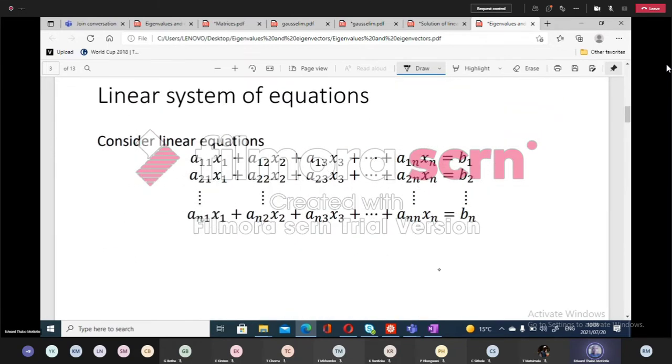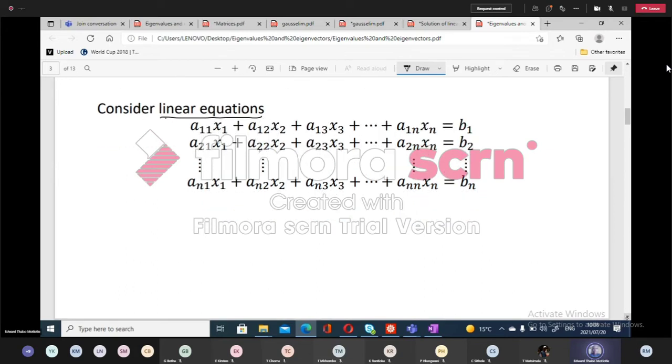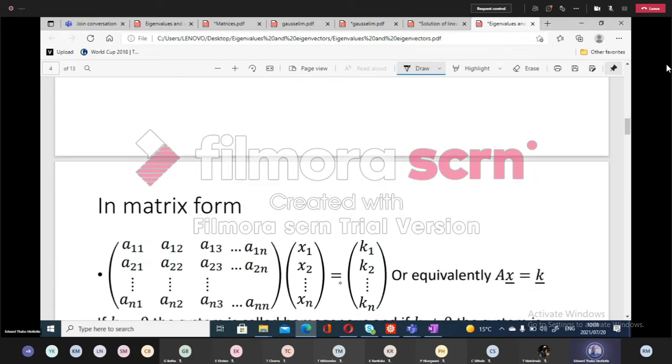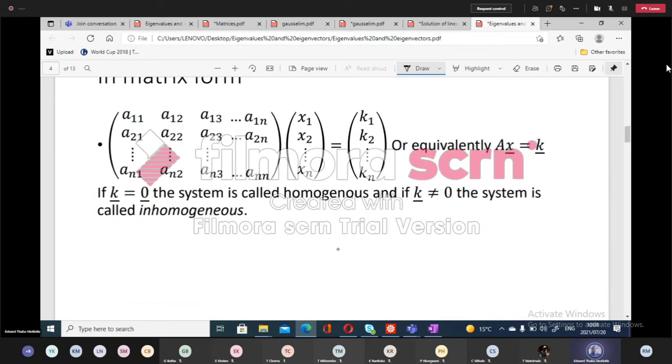Here they are showing exactly what we did when we introduced matrices. This is a linear equation. Immediately after that, we write it in a matrix form. In a matrix form, this is how it looks. If K is equal to a 0 vector, the system is called homogeneous. This is important for MES2 also, to know what homogeneity is, when a system is homogeneous. And if K is not equal to 0, the system is called non-homogeneous or inhomogeneous.